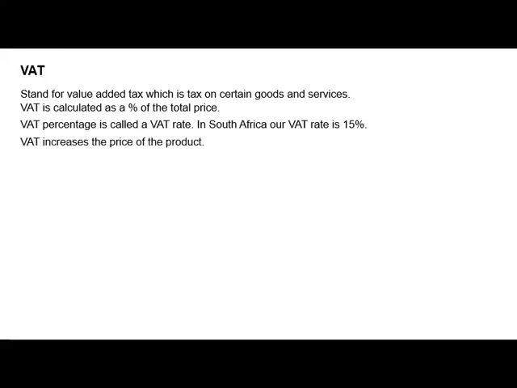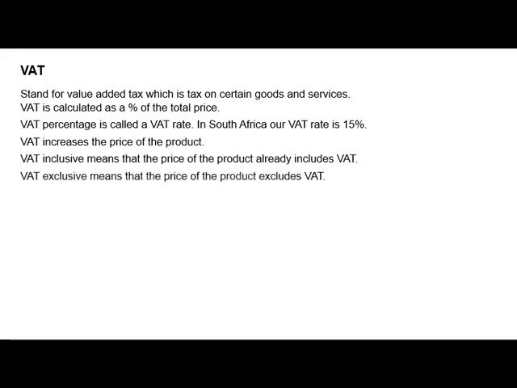VAT inclusive means that the price of the product already includes VAT, so it's already at 115%. VAT exclusive means that the price of your product excludes VAT, meaning it's at 100% of the selling price without VAT. If it includes VAT, it's at 115% because VAT is within, it's in there, right?